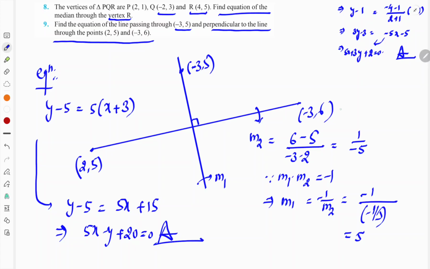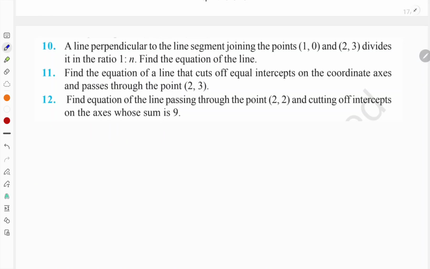Hope you are understanding up to this point. We'll see the next one. Dear student, the next question is: a line perpendicular to the line segment joining the points (1, 0) and (2, 3) divides it in the ratio 1:n. Find the equation of the line. Let's do it one by one, whatever it is saying. So this is the solution of problem number 10.